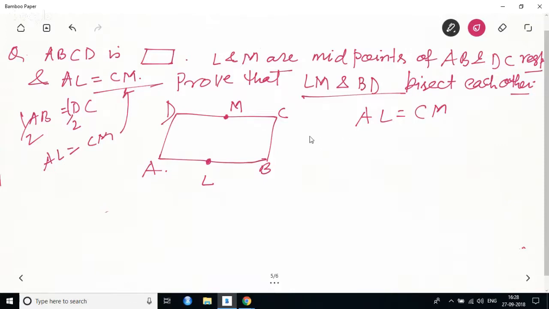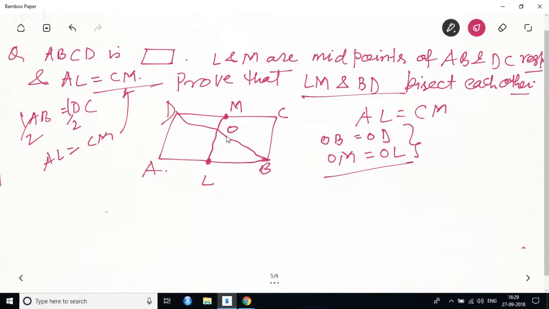Now, what do I have to prove? I have to prove that LM and BD bisect each other. Suppose this point is O. Now, how do you prove that LM and BD bisect each other? To prove that, you have to prove that OB will be equal to OD and OM will be equal to OL. This is what you need to prove. So if these two relationships are proved, then your question would be done.